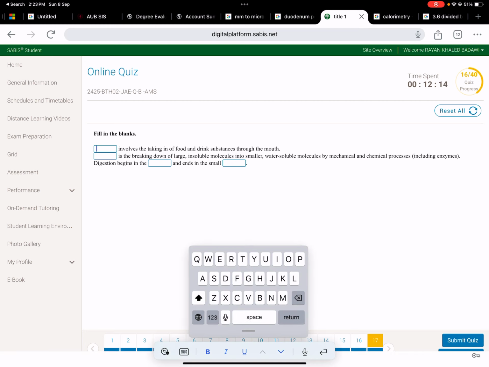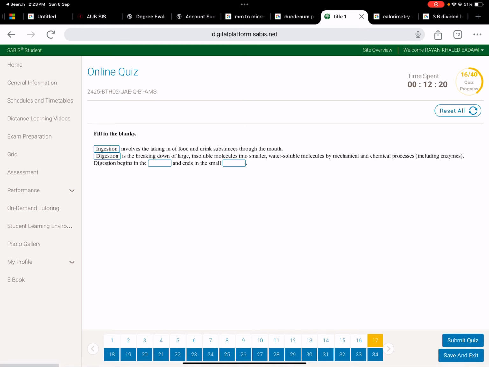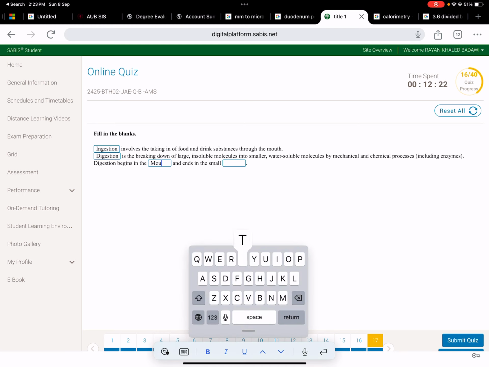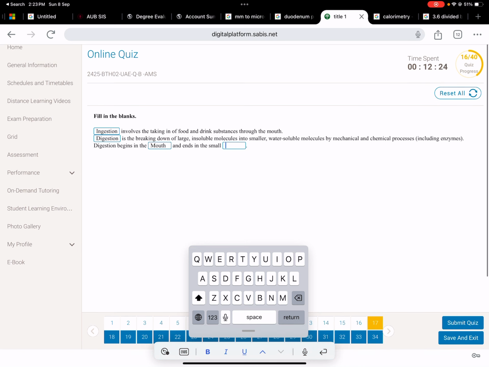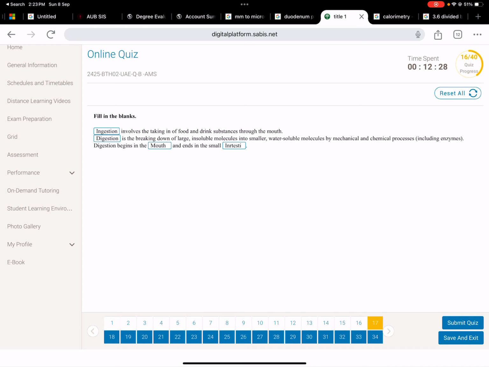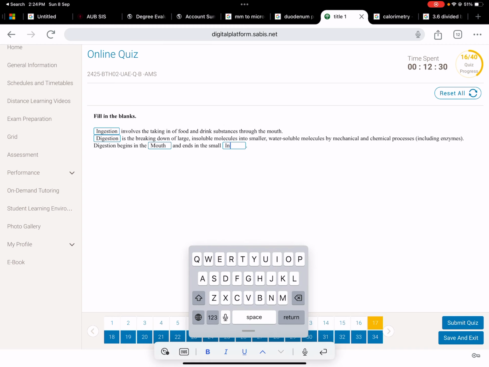Involves taking in of food, of course, it's going to be ingestion. Breaking down of large molecules is going to be digestion. And remember, digestion begins in the mouth and ends in the small intestine. Again, guys, if you didn't watch my previous videos, make sure to watch them.